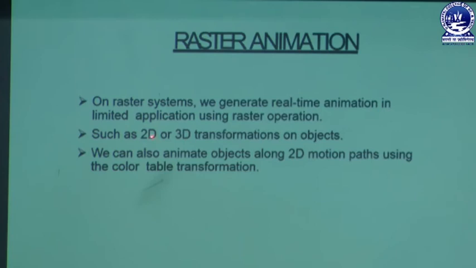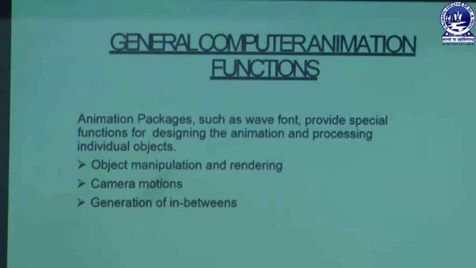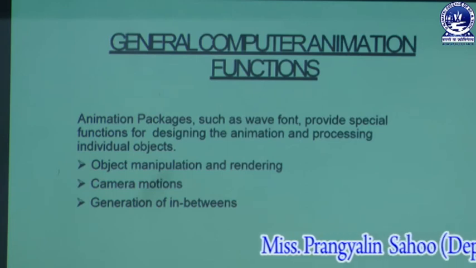Such animations are 2D and 3D transformations of objects. We can also animate an object along 2D motion paths using color table transformations. Also here we use RGB color information through which the whole object is transformed into different color elements. That is the main important criterion of the given animation types.